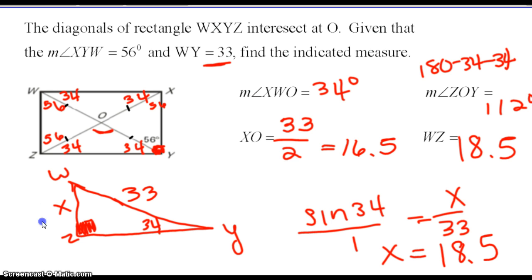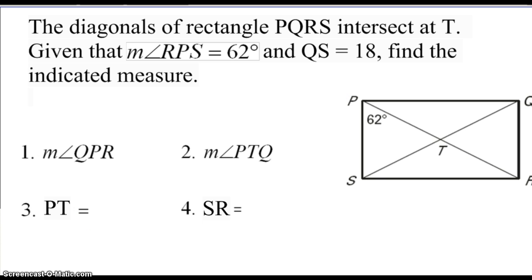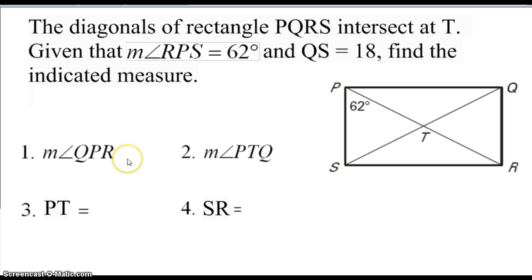What I want you to do is go ahead and try this one on your own, this problem. I give you that this angle is 62, and I tell you QS is 18. So I'd like you to go ahead and try it all by yourself first. Pause the video, do it all, and then I'll explain. All right, I am hoping that you paused the video and did try it by yourself.